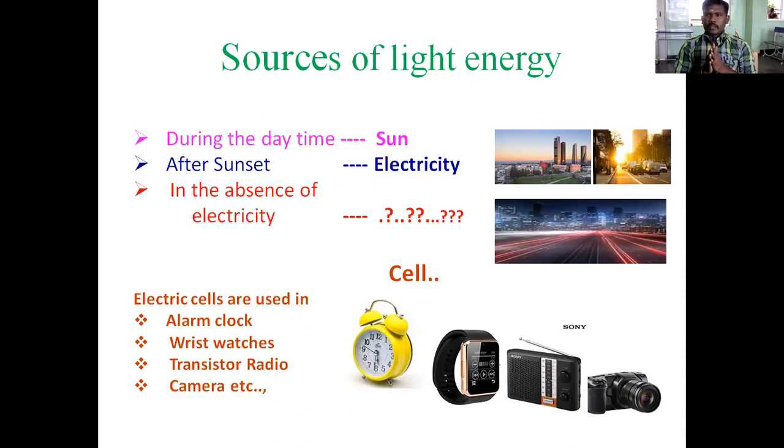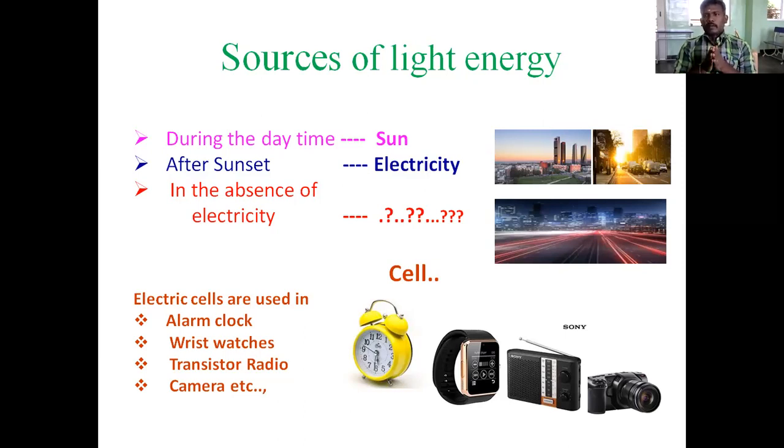After sunset, we use a bulb, an LED bulb or any type of bulb. That bulb works with the help of electricity. You switch on the bulb, it will glow. So in the absence of electricity, we can use an inverter and cell. If it is a lighter device, we can use the cell. If you want to use more than a bulb and fan, and if you want to connect an AC, we use an inverter. Okay, those things.